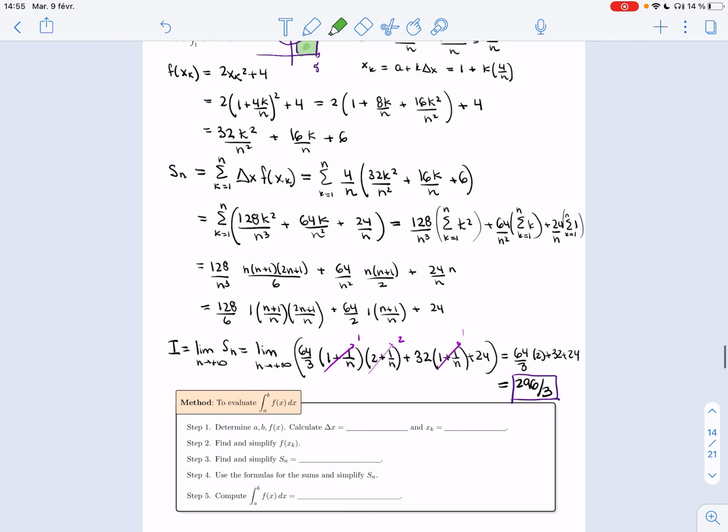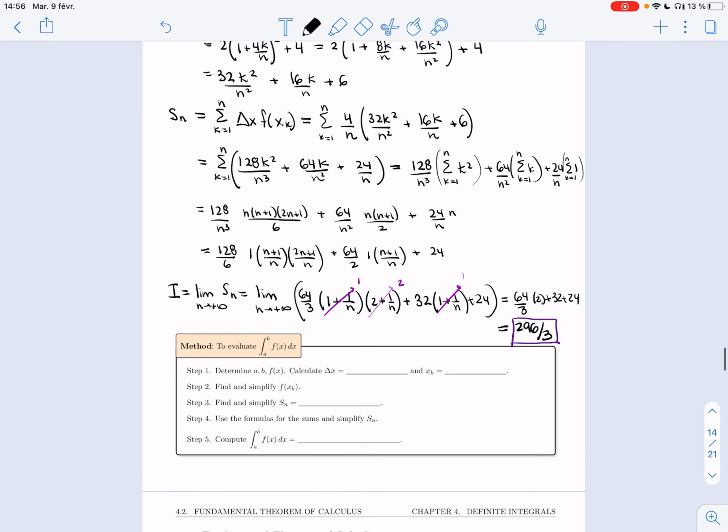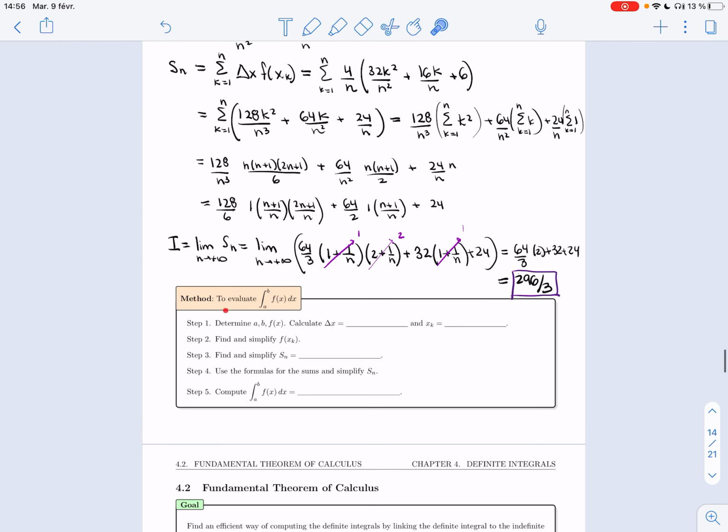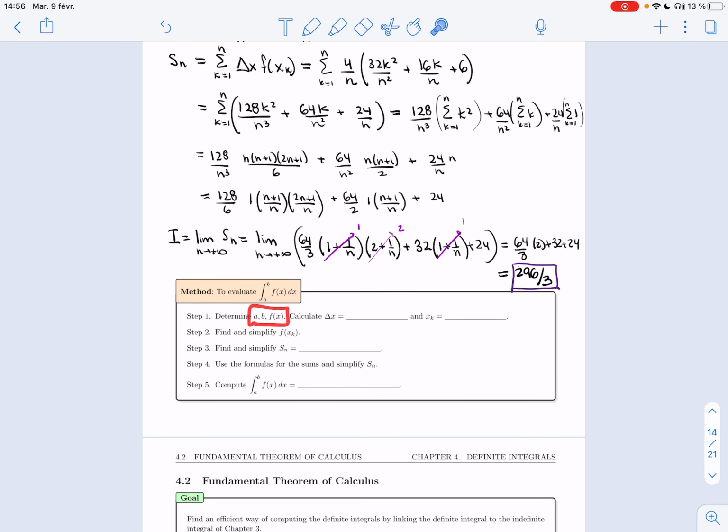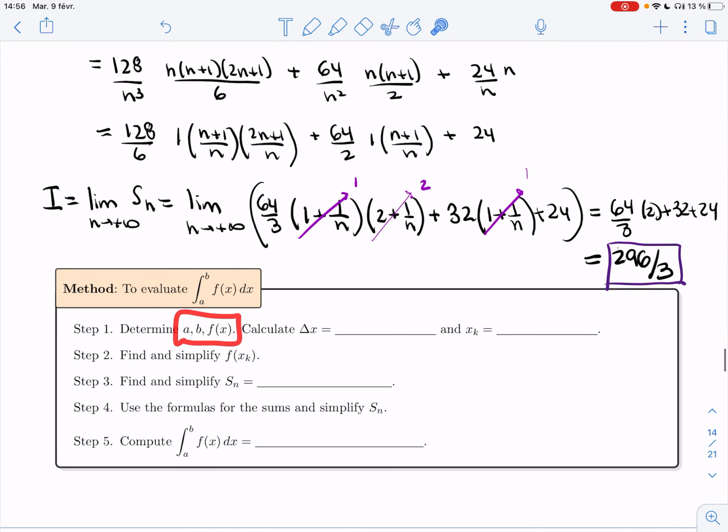All right, so let's write a recap of this. When you want to evaluate an integral like this, especially if f of x is a polynomial, you first determine a, b, and f of x. That's not too hard. That just means reading from the integral. And then you calculate delta x. Delta x is b minus a over n. And then xk is a plus k delta x.